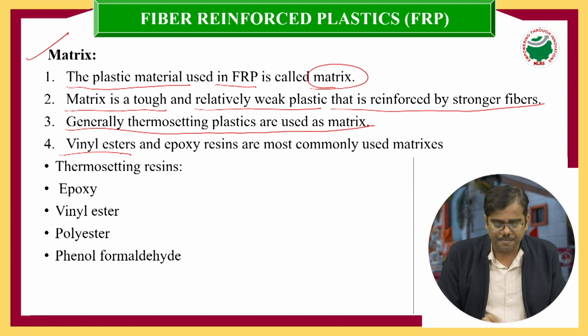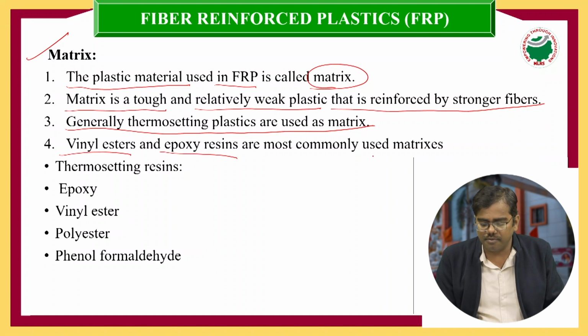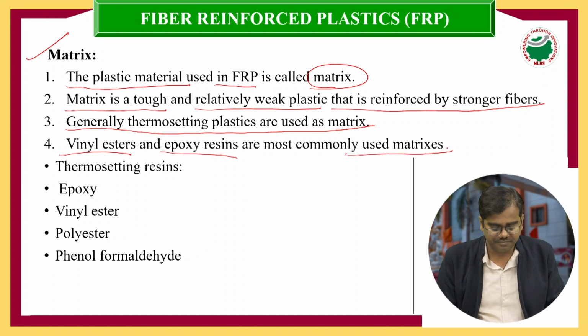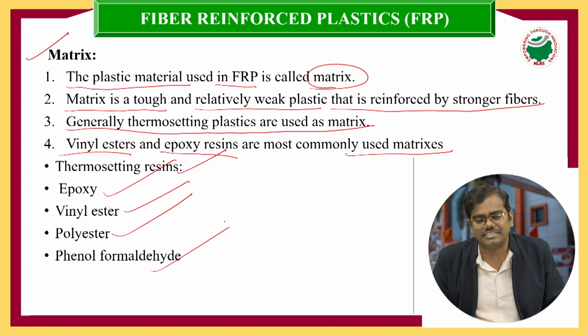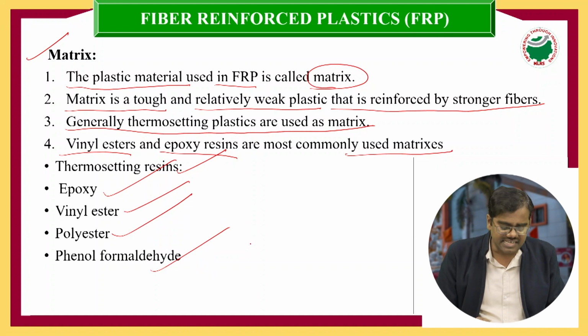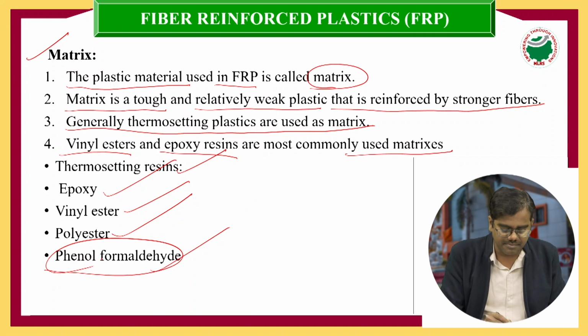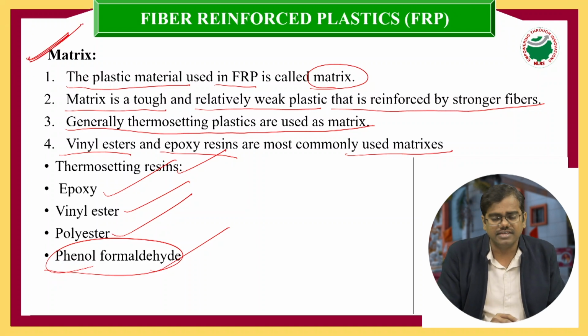Vinyl esters and epoxy resins are the most commonly used matrix materials. Thermosetting resins include epoxy and vinyl esters, polyester, or phenol formaldehyde resins, that is Novolac resin and Bakelite resins. The best example is phenol formaldehyde resin. These are some of the important concepts of the matrix.